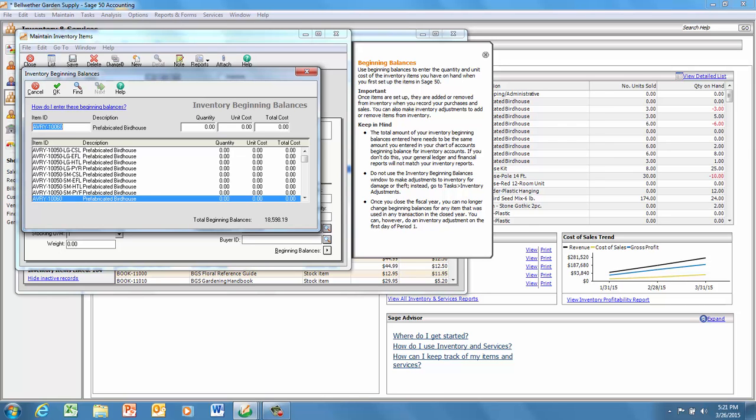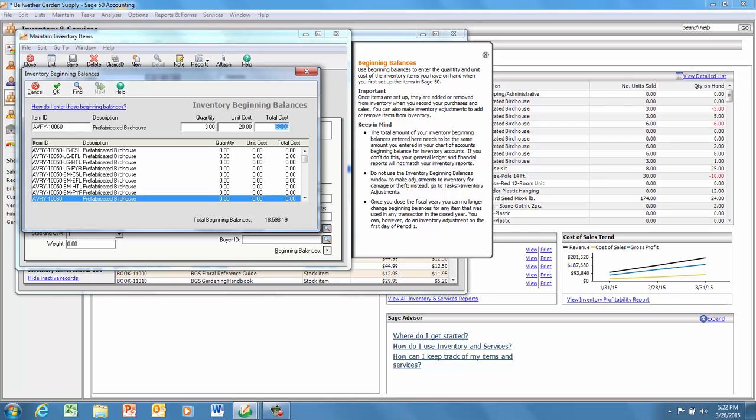So here it is. I'm going to put in how many of these things I had to start with. Especially if you're starting a company where you already have some inventory before you set the company up, you would be using this. So let's say, since we want a minimum of 3, that we have 3 of these and they cost us $20 a piece, and so we should have $60 worth of this particular inventory in our beginning inventories.